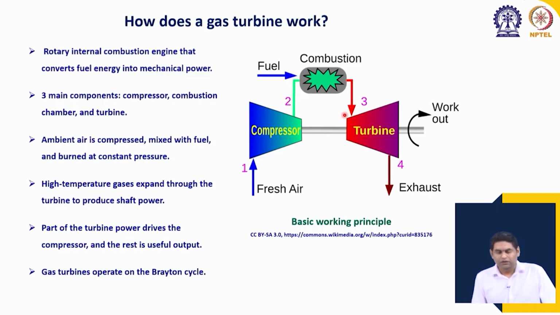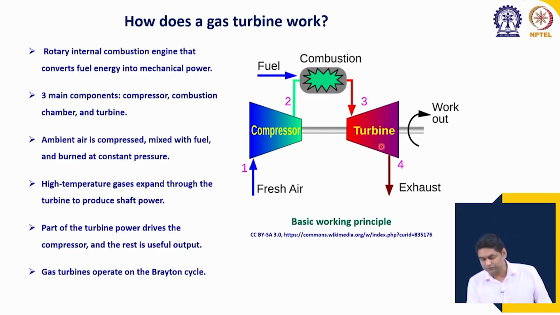If we want to simplify the process, there are three basic processes in a gas turbine. Compression of the air, which is done using a compressor: fresh air is brought forward and passed through a compressor. Then combustion, which is the chemical reaction between the fuel and the oxygen present in the air. Then this hot gas is passed to the turbine and it expands. This process is known as expansion, where the pressure decreases. Any process where the pressure decreases like this is called expansion.